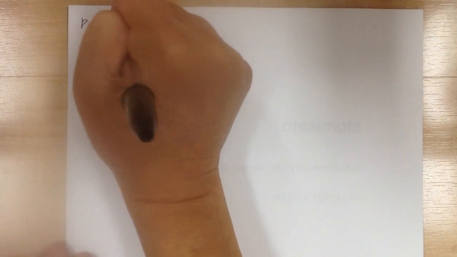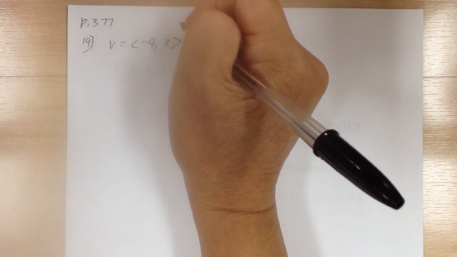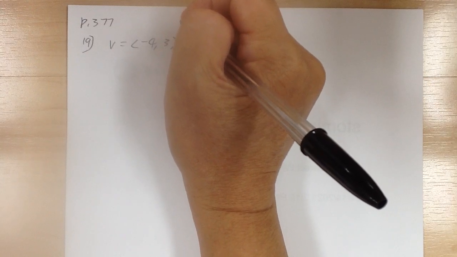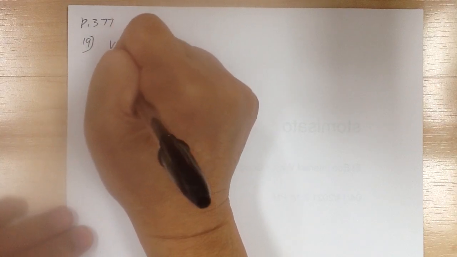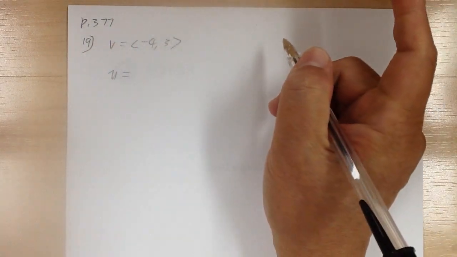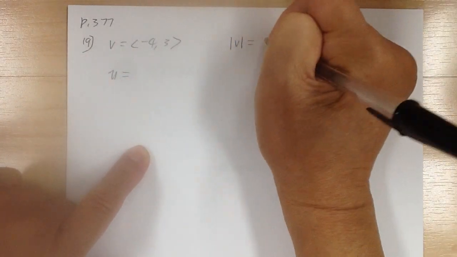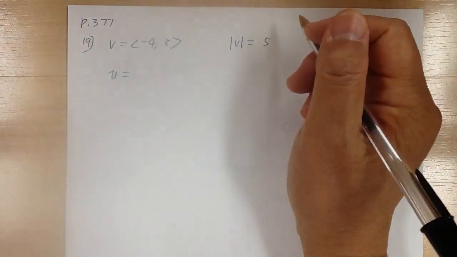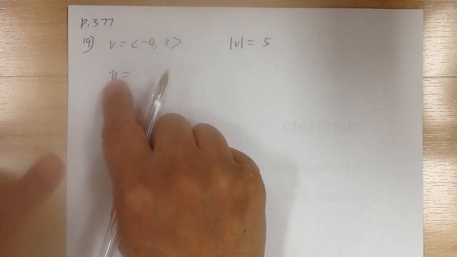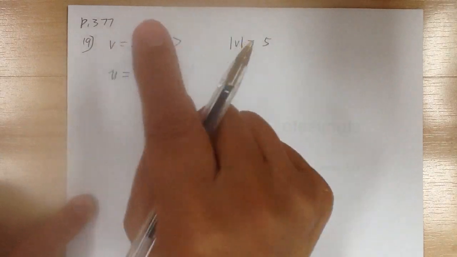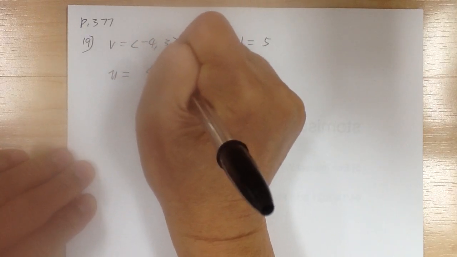Okay, number 19, you've got v equal to negative 4, comma 3, and you're looking for a unit vector, which means length of 1 with the same direction. First you need to find the length of v, which will equal 5, by the Pythagorean Theorem, 3, 4, 5. Whenever you're looking for a unit vector, always get the direction first.